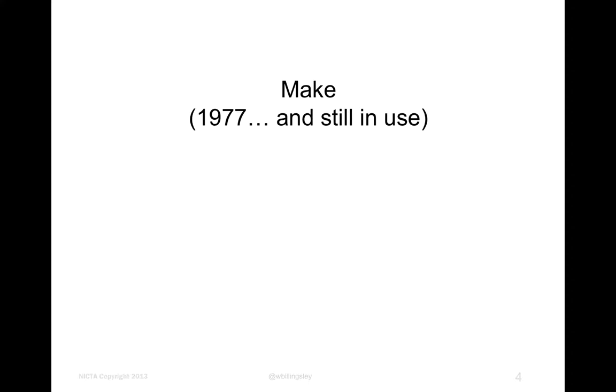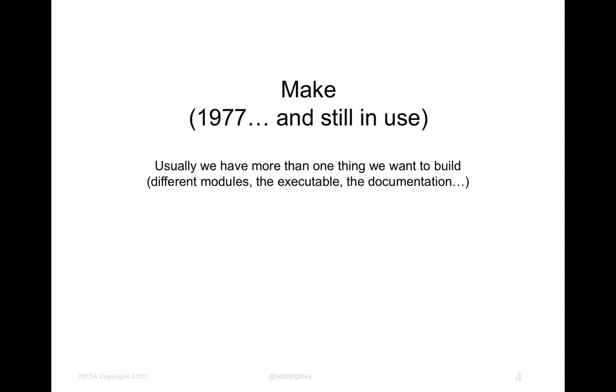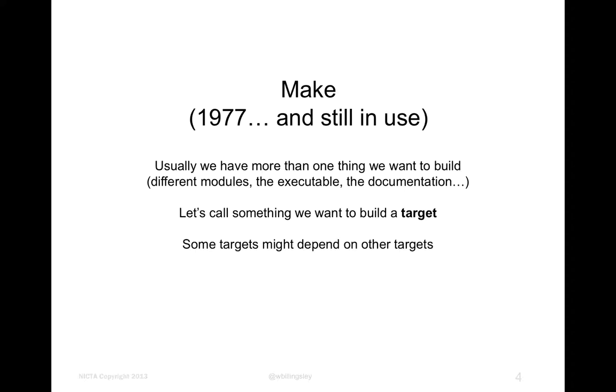Now, Make's great idea was, well, okay, we usually do have more than one thing that we want to build. We have lots of different source code files to produce the modules. We've got lots of different modules to produce the executable, but we've also possibly got to want to build documentation based on annotations that are in our code, etc. So what we're going to do is we're going to call something that we want to build a build target. And we're going to realize that some of these build targets might depend upon other targets. So if we want to build an executable from our modules, then we need to have built our modules. And so we're going to have this idea that we can build our build targets, and it's going to build any of the ones it needs to that they depend upon. That it needs to is very important here.